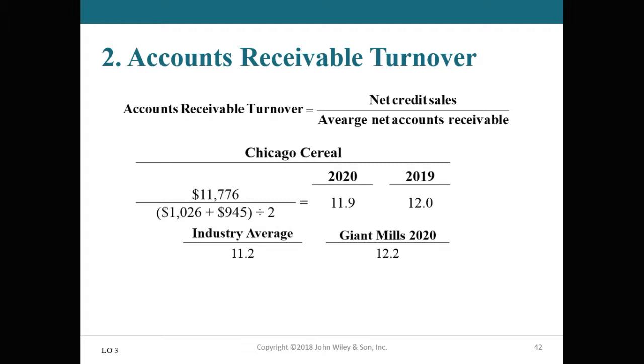The accounts receivable turnover is used to assess the liquidity of accounts receivable. Companies compute this ratio by dividing net credit sales, or net sales if it does not say specifically what the net credit sales are, by the average net accounts receivable. The average collection period in days is computed by dividing this ratio into 365.